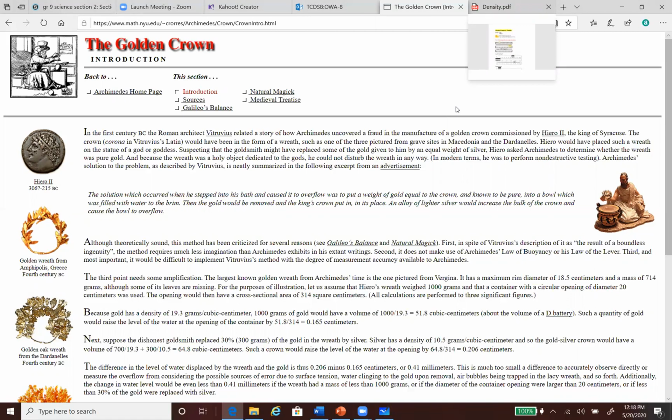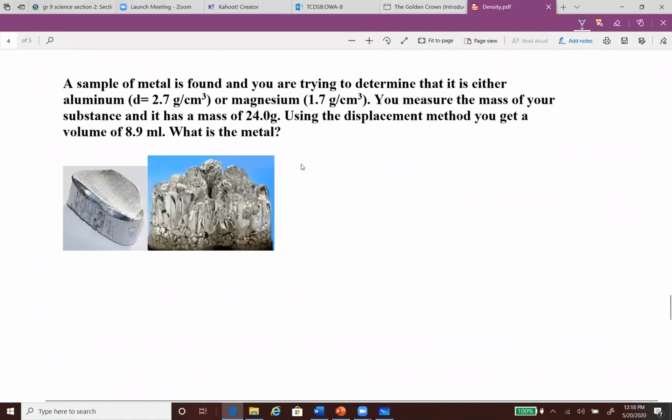So what he did was he used density to figure out whether or not the crown was made of pure gold, kind of like what we're going to do right now. Okay, so here's the idea. The idea is, let's imagine we have an unknown substance.